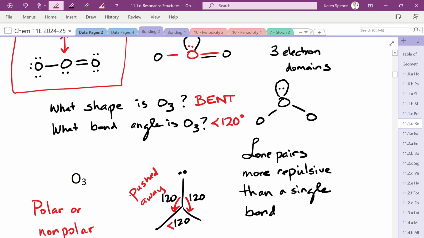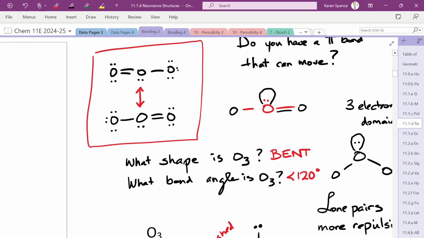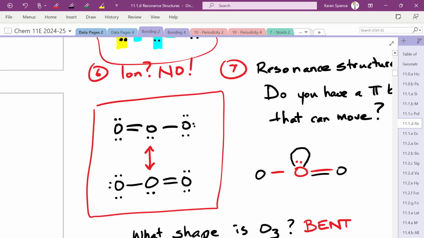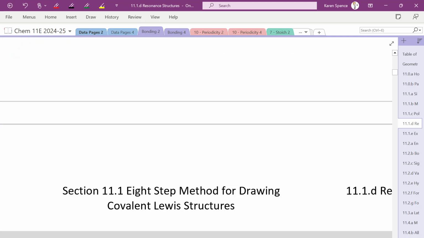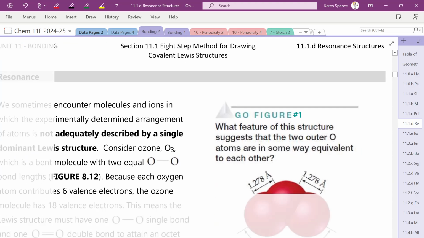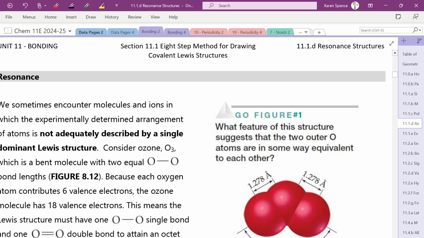Well, that's actually a good question. If indeed it did go back and forth between these two, you would have a more negative charge over here, right? Because you've got more lone pairs, and then you would have a more negative charge over here. However, that's not what actually happens. So we're going to go back here and take a look at what really happens in O3. Okay, so here's O3.